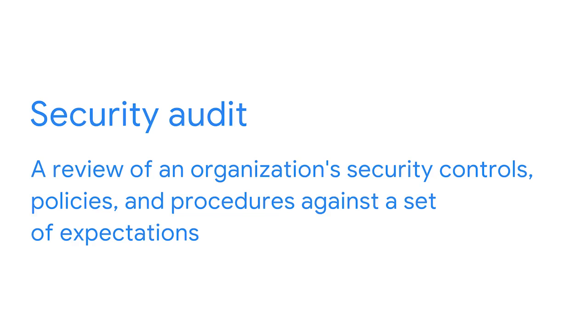Now that we've covered different frameworks, controls, security principles, and compliance regulations, the question is, how do they all work together? The answer to that question is by conducting security audits. A security audit is a review of an organization's security controls, policies, and procedures against a set of expectations. There are two main types of security audits: external and internal.